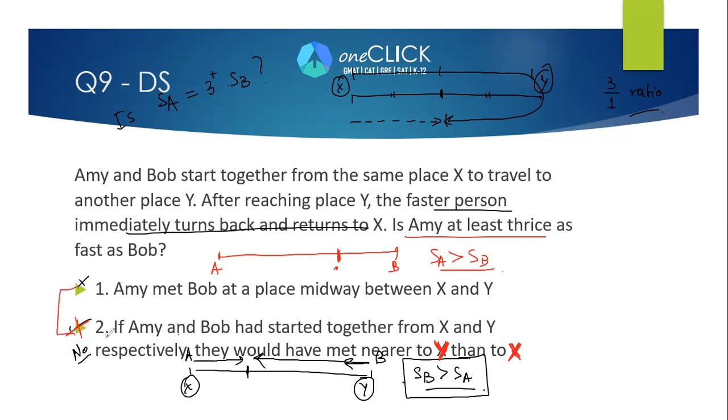So now we combine them. We know that the speed ratio is 3 is to 1 with A faster than B. So that means clearly A has to be 3 times of B. So if A is thrice as B, then this becomes sufficient. So the answer to this question becomes then C. Clear? I hope this is fine now.